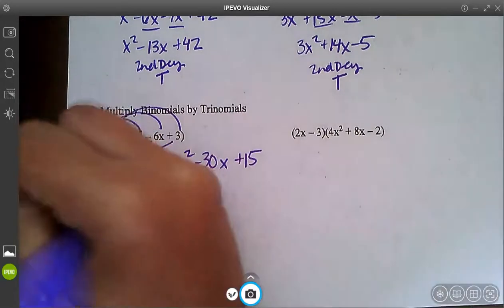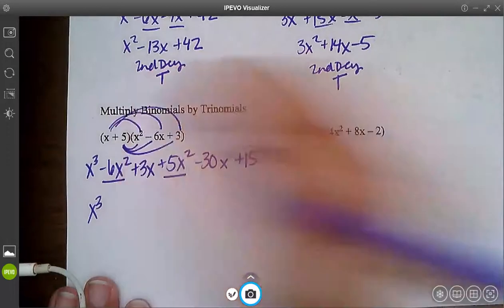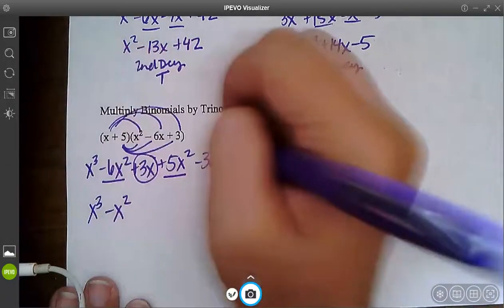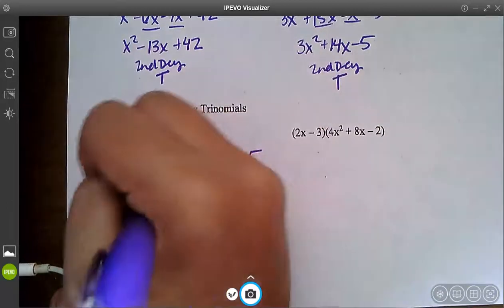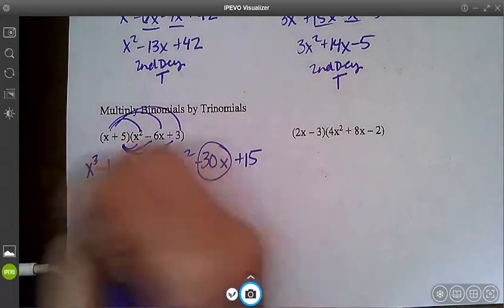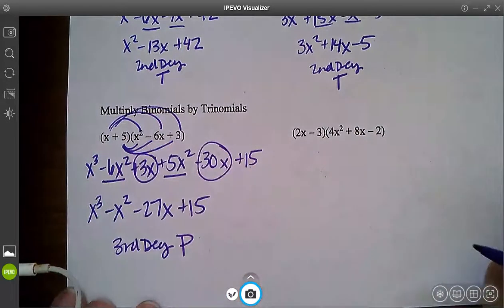Combine my like terms, I only have the x cubed term. I have negative 6x squared and 5x squared, which is negative x squared. 3x and negative 30x is negative 27x, and then my 15. This is a third degree polynomial.